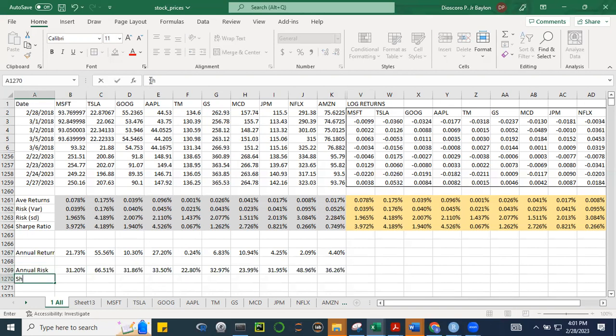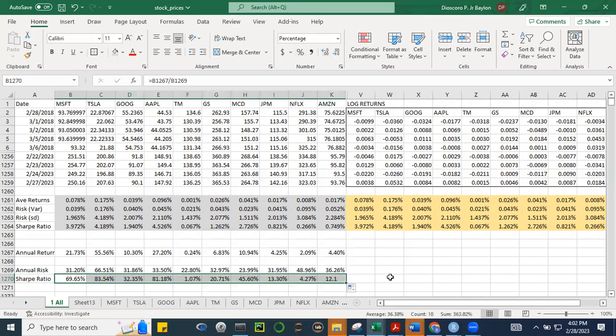Okay, so therefore we can now compute for the Sharpe ratio. Annual, which is just equal to the annual returns divided by the annual risk. Percent na lang natin to. All right. So it turns out here that the highest Sharpe ratio is Tesla, 83%. So the higher the Sharpe ratio, the better, because as I said, we're now comparing the returns based on the similar amount of risk.